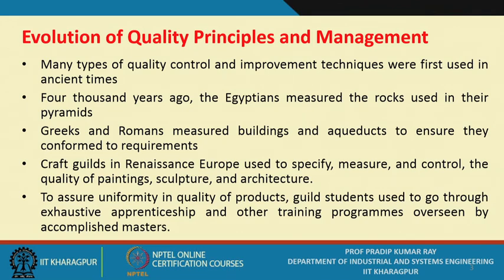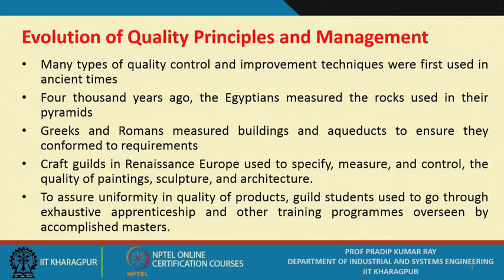So many types of quality control and improvement techniques were first used in ancient times. This point to be noted. 4,000 years ago, the Egyptians measured the rocks used in their pyramids. So this is a quality exercise. Greeks and Romans measured buildings and aqueducts to ensure they conform to requirements.